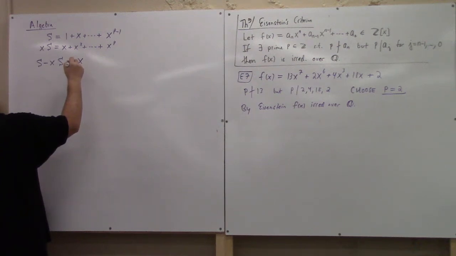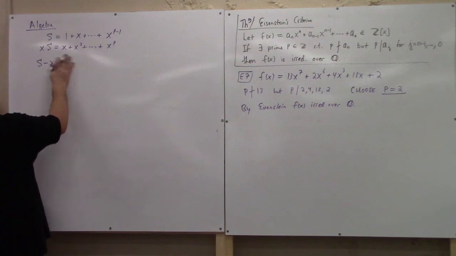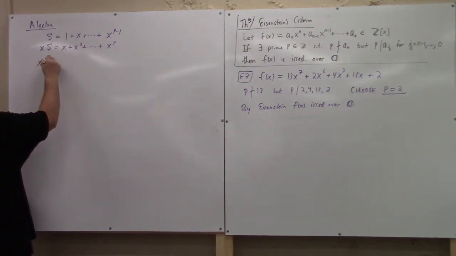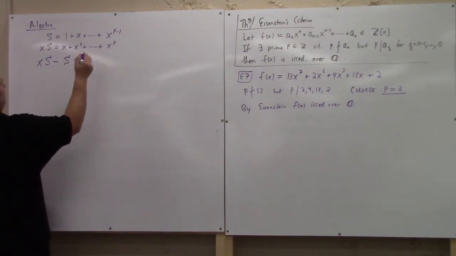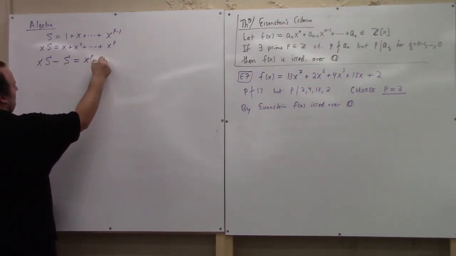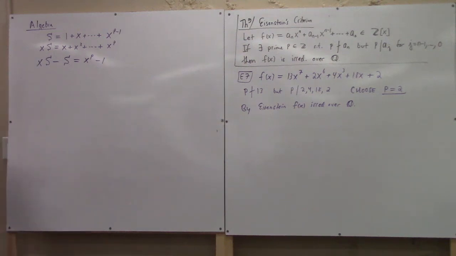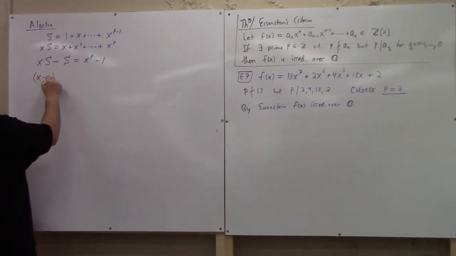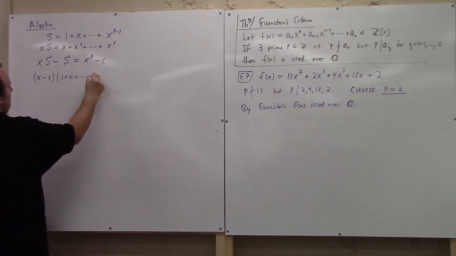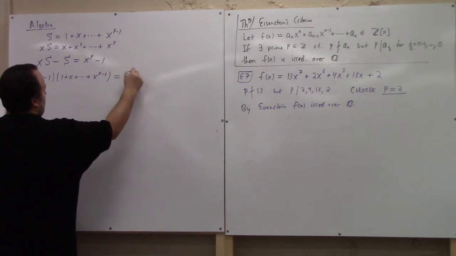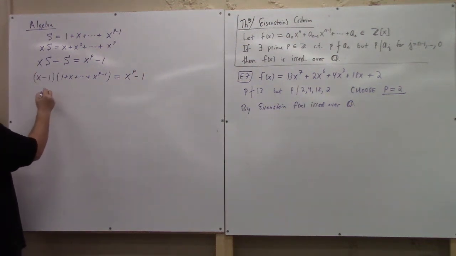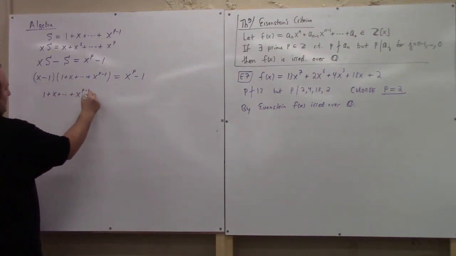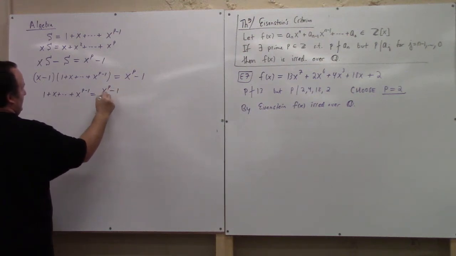All right, let's rewrite this. It's just a typo in the notes. This gives me x to the p minus 1, right? So what we have then is x minus 1 times 1 plus x plus da-da-da plus x to the p minus 1 is equal to x to the p minus 1, which suggests that 1 plus x plus da-da-da plus x to the p minus 1 we can look at as x to the p minus 1 over x minus 1.